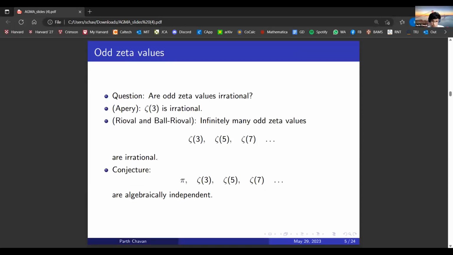There is also a folklore conjecture for odd zeta values, which is that the numbers pi, zeta of 3, zeta of 5, and so on are algebraically independent.